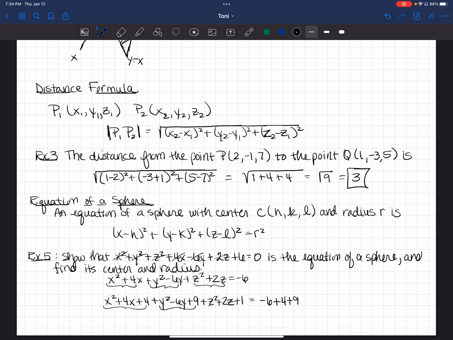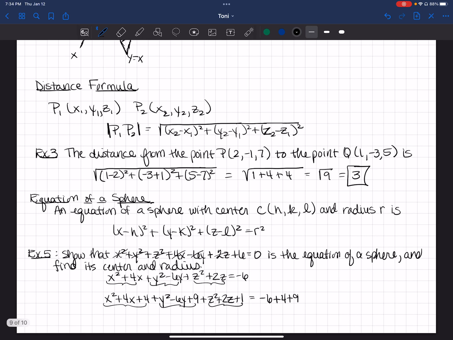Now you factor. Remember, these become perfect squares. If I factor x squared plus 4x plus 4, I know that's x plus 2 times x plus 2, which of course is x plus 2 squared. Plus y minus 3 squared, because that's really y minus 3 times y minus 3 when I factor it. It's what's called completing the square, because you want to make it a perfect square. Plus z plus 1 squared equals, oh, I forgot my plus 1, negative 6 plus 4 is negative 2, plus 9 is 7, plus 1 is 8, equals 8.